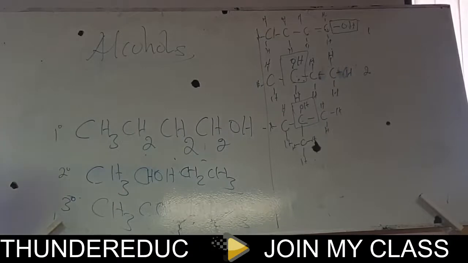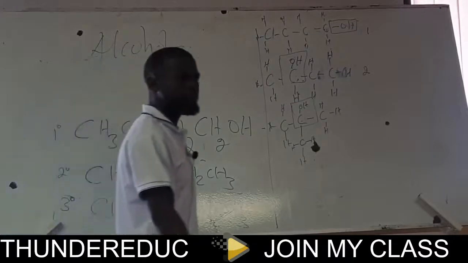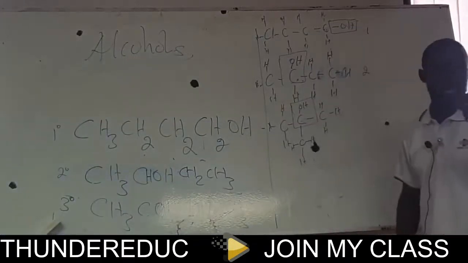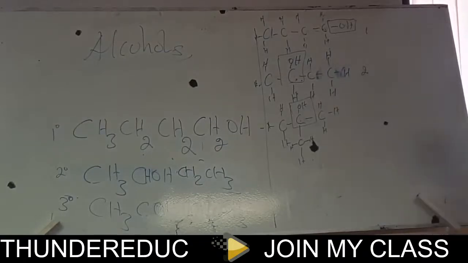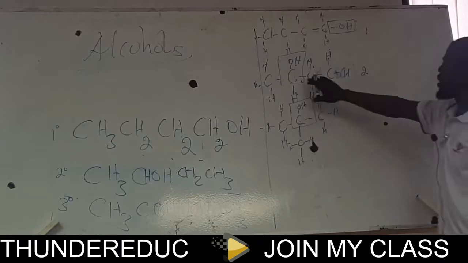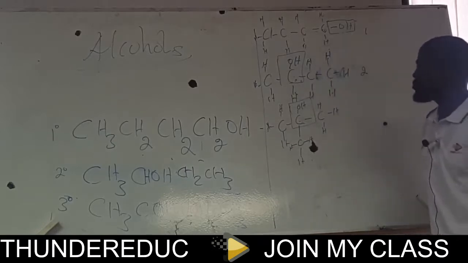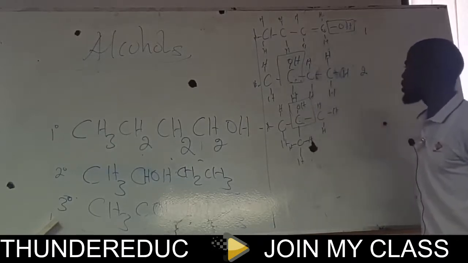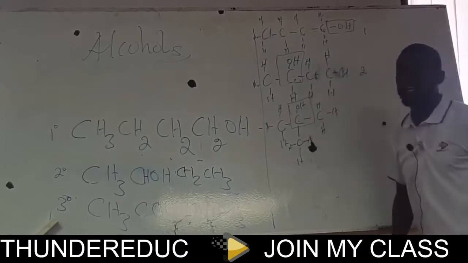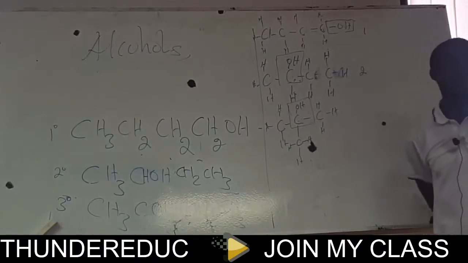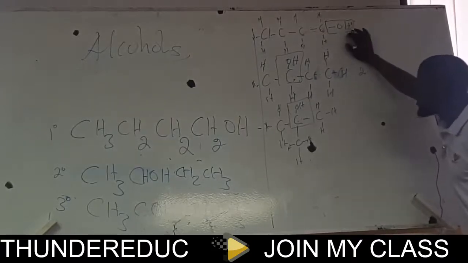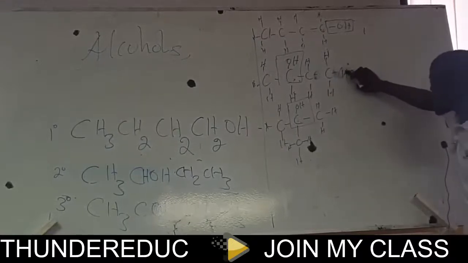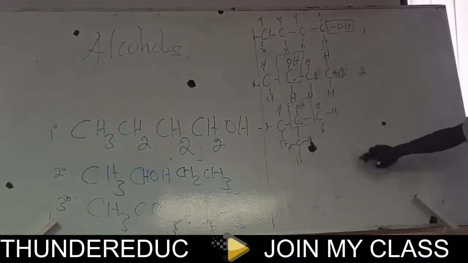Now, you talked about the position isomer. Same structural formula, but different position of the functional group. Is it clear? This and this are position isomers. This and this are position isomers. While this and this are structural isomers.